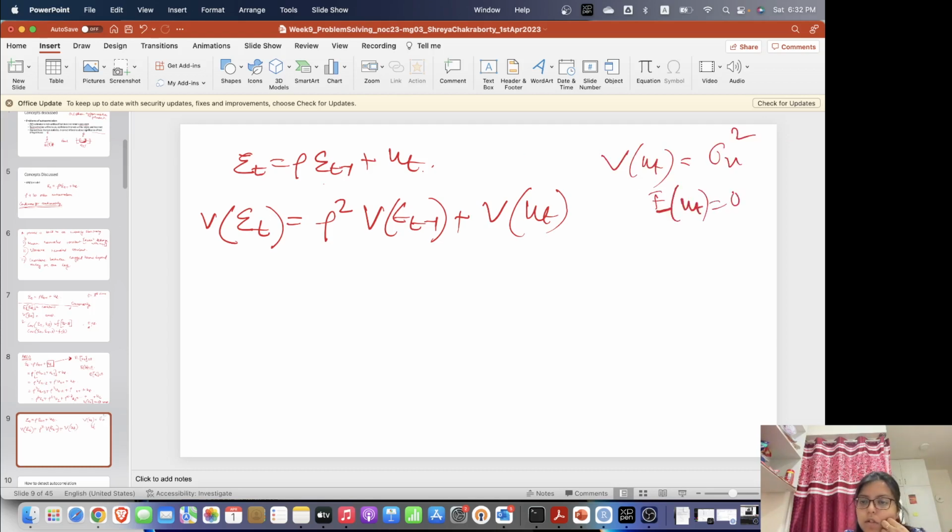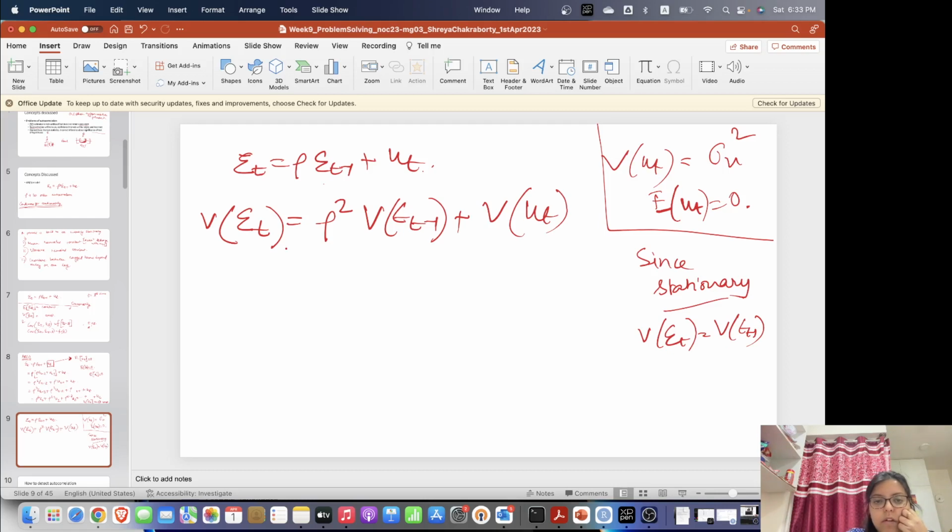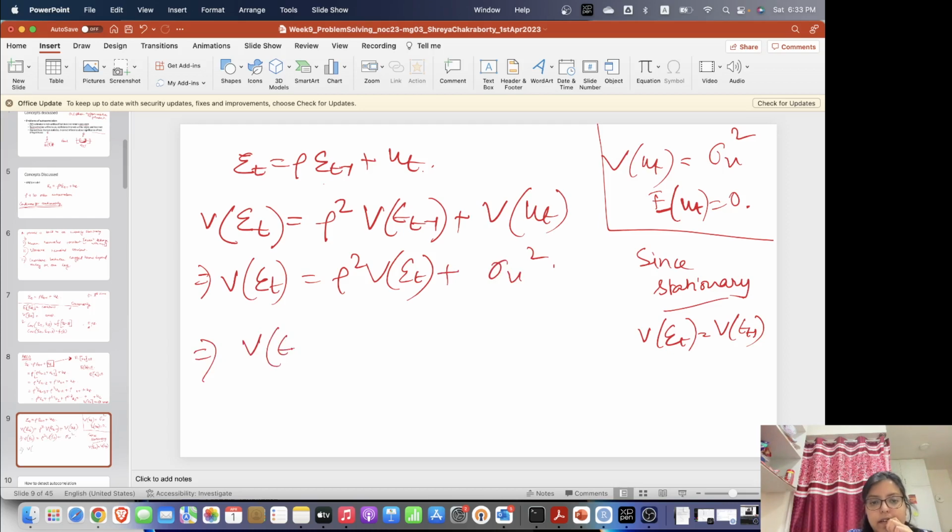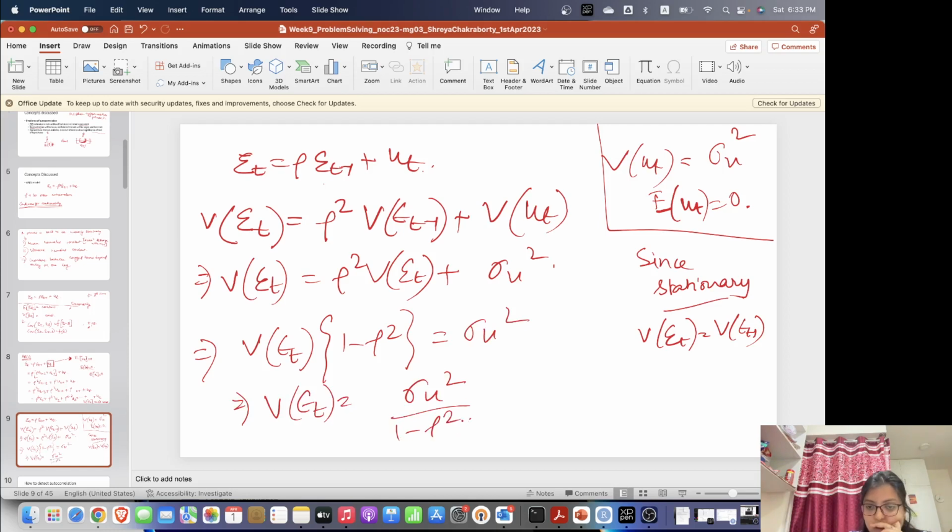Expectation of ut was also 0. So now since this is stationary, variance of epsilon t will be equal to variance of epsilon t minus 1. So we can rewrite this as variance of epsilon t equal to rho square variance of epsilon t plus sigma u square. Then variance of epsilon t into 1 minus rho square equal to sigma u square. So we would have variance of epsilon t equal to sigma u square by 1 minus rho square.